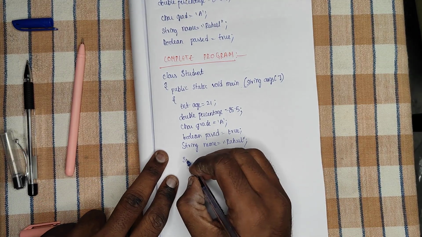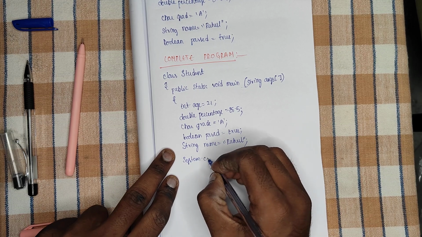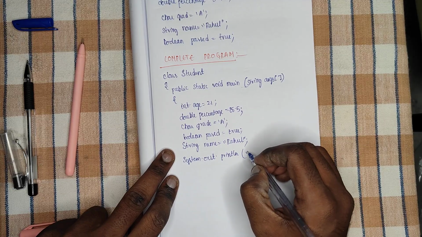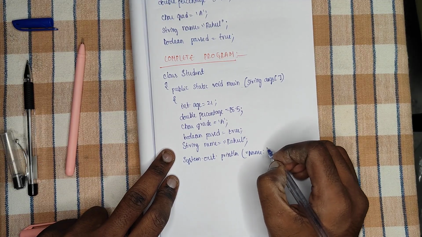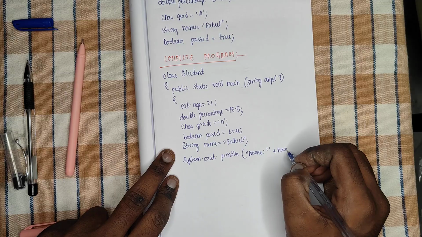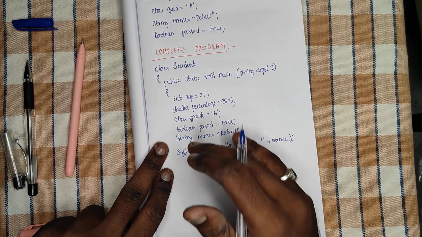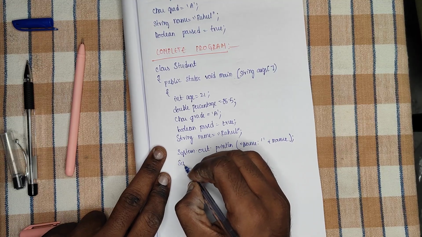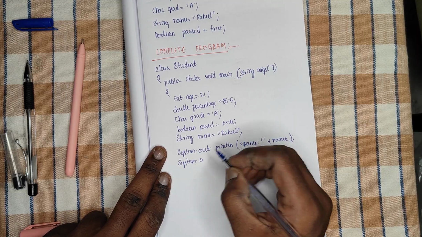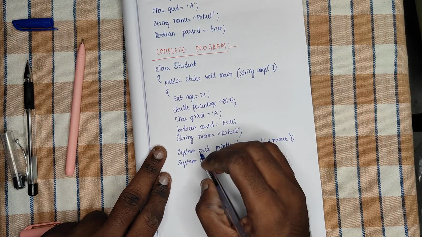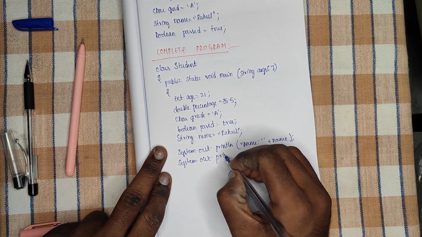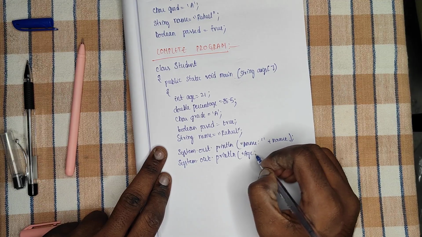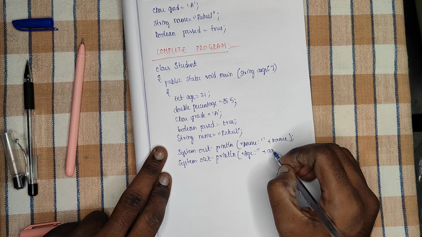So system dot out dot println name plus name. Similarly, system dot out dot println, okay, I'll write the full program as I have told, the complete program in the heading. I'll write it for you. I should not make a mistake here by taking it leisurely, as I have to do it. Plus age.